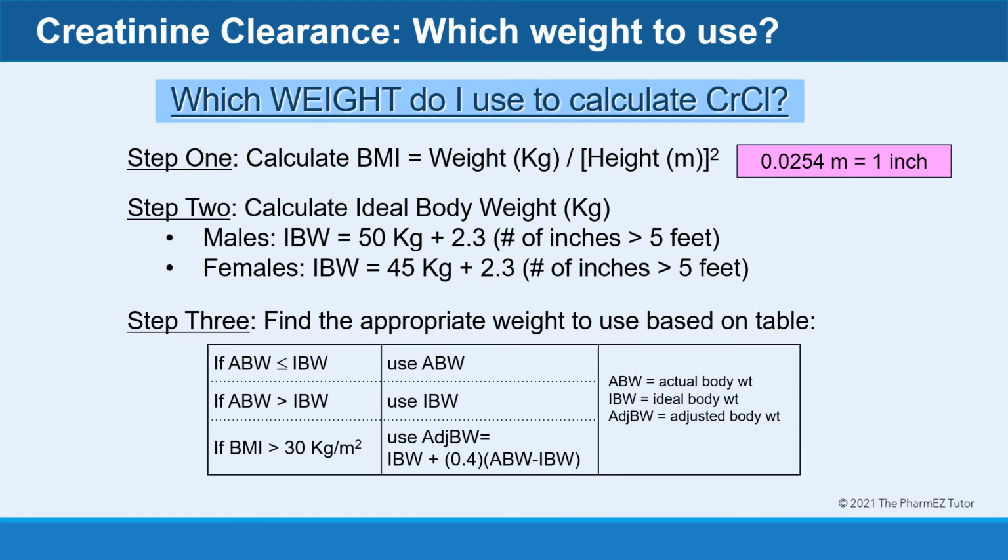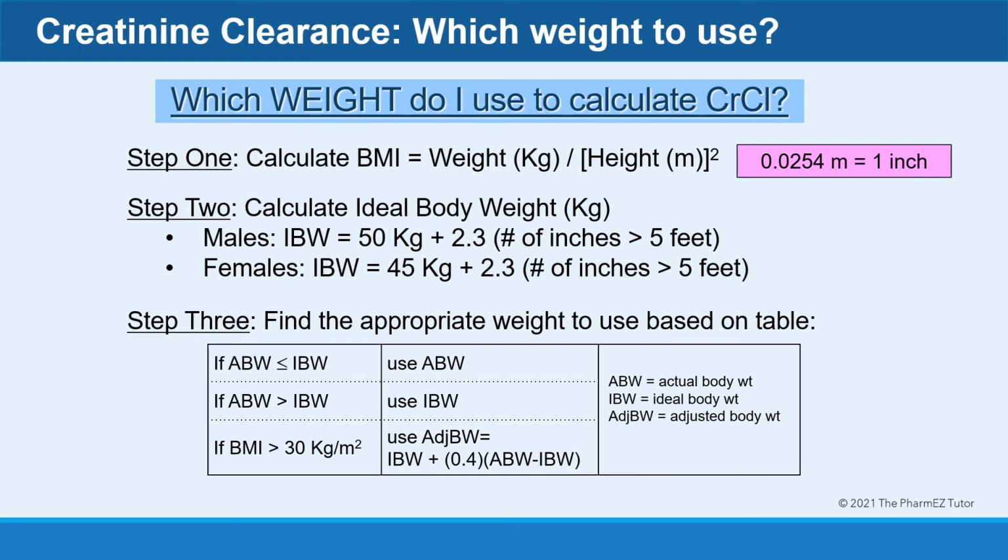Step 3 is to then find the appropriate weight to use based on the table. If the patient's actual body weight is less than the ideal body weight, use the actual body weight. So these are smaller patients that are less than their ideal body weight. If the patient's actual body weight is greater than the ideal body weight, then we use the ideal body weight.